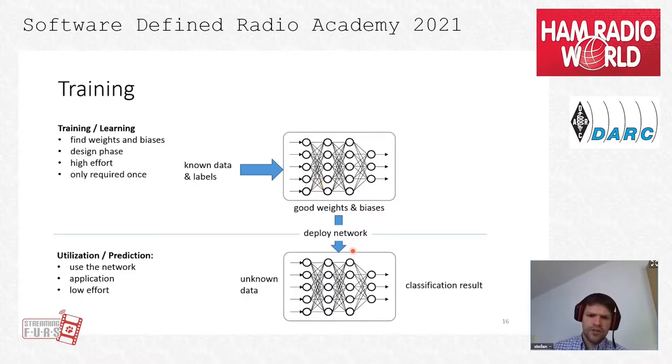And once it is trained, you can deploy it. Weights and biases are fixed, and you can basically use the network by just inputting unknown data, and it outputs the classification result. And calculating the prediction of a neural network is a quite simple task. We have seen before that the neural network is basically additions and some multiplications, and that's it. So not many complex operations. And it's also very good for parallelization on a GPU or on a computer chip.